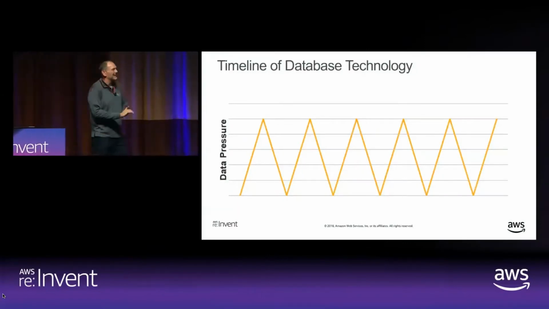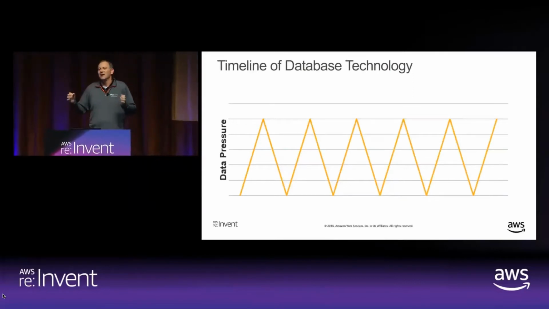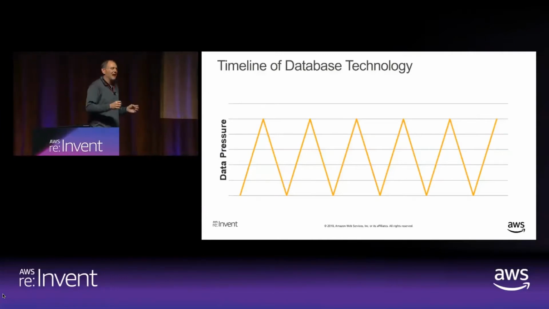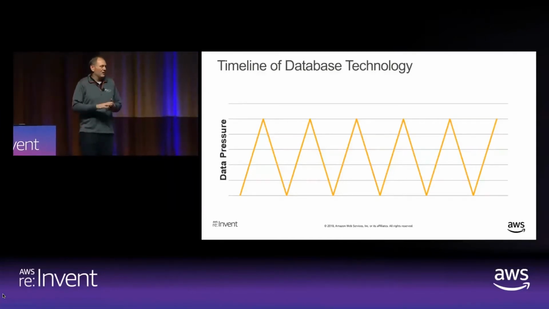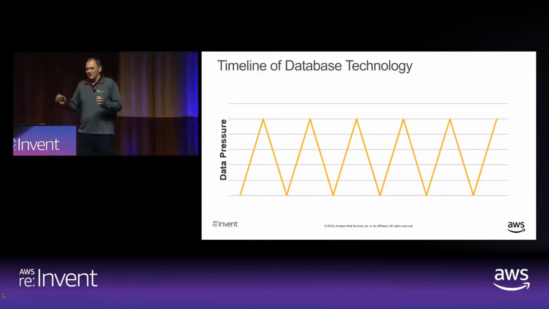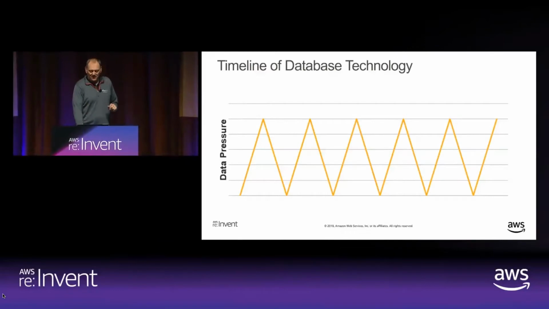If you look at the timeline of database technology, it really comes down to a series of what I call peaks and valleys in data pressure. And data pressure is the ability of the system to process the amount of data that I'm asking it to process in a reasonable cost or a reasonable time. When one of those dimensions is broken, that's a technology trigger, and we invent things. And we've done a lot of that invention over the years.